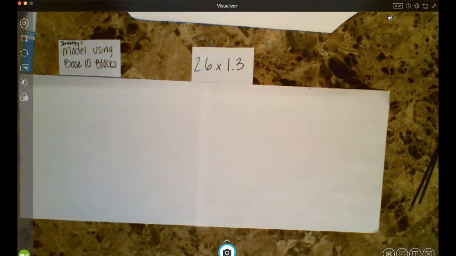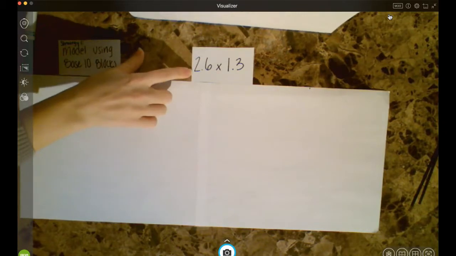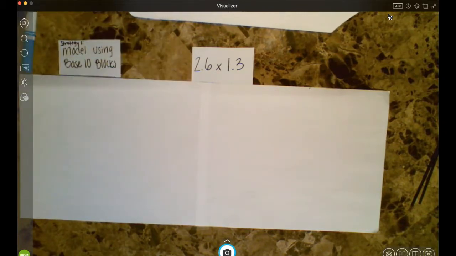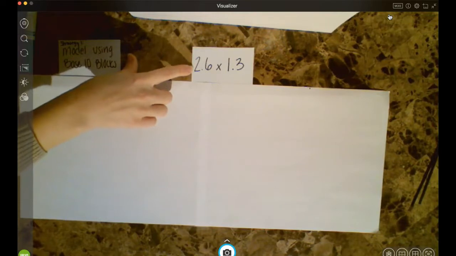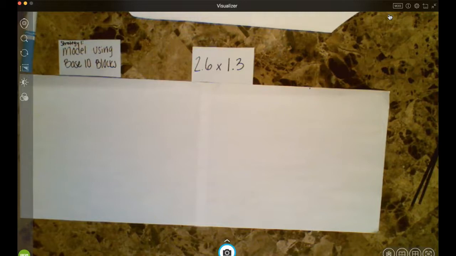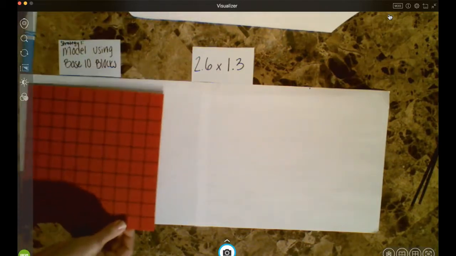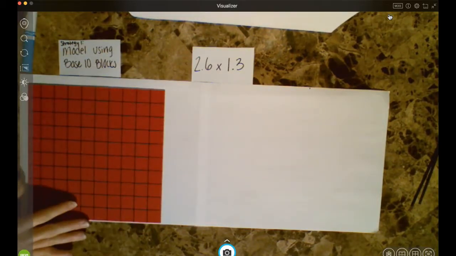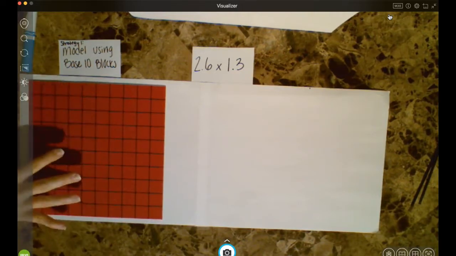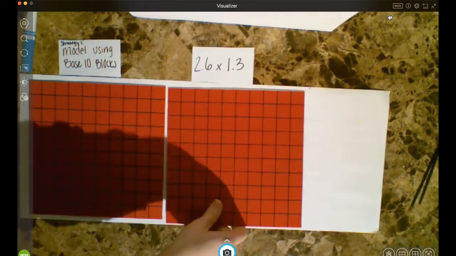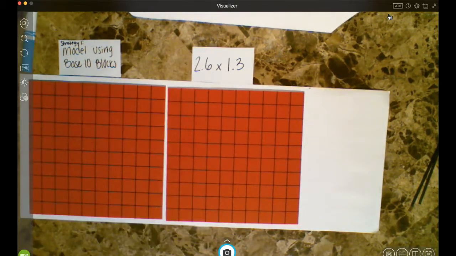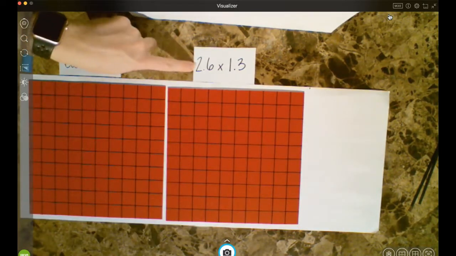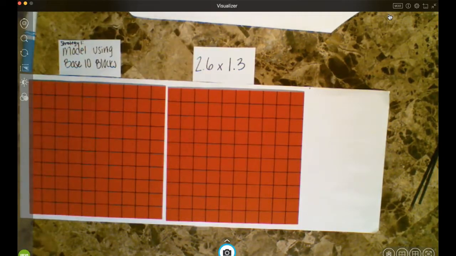So we are going to model this problem, 2.6 times 1.3, and we're going to do that by using base 10 blocks. So what I'm going to do is start with the number 2.6, and represent it using base 10 blocks. So I know that this is hundredths, but this is actually going to represent one whole. Here's two wholes.